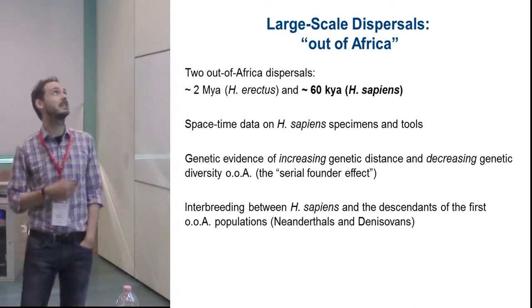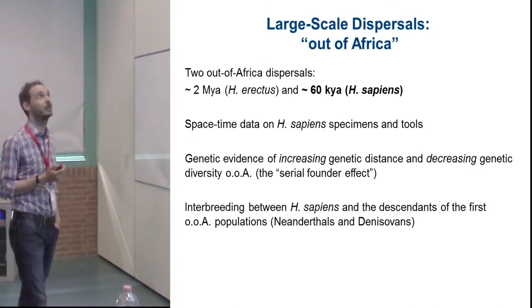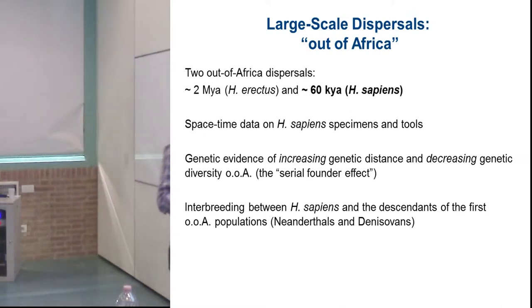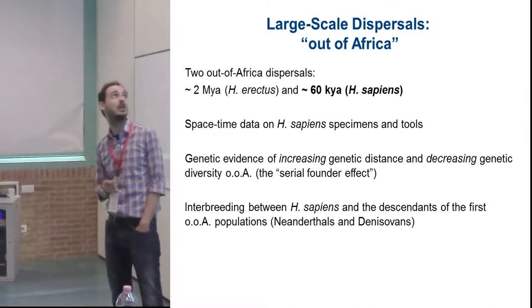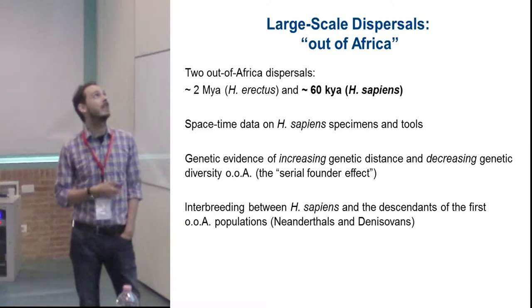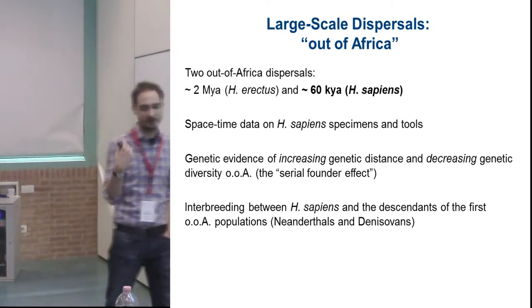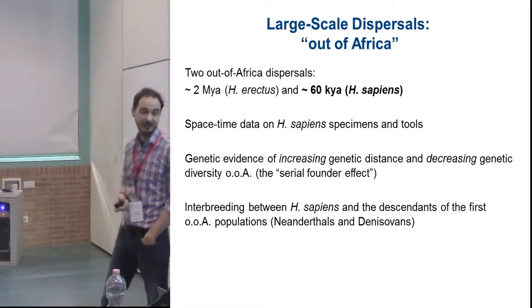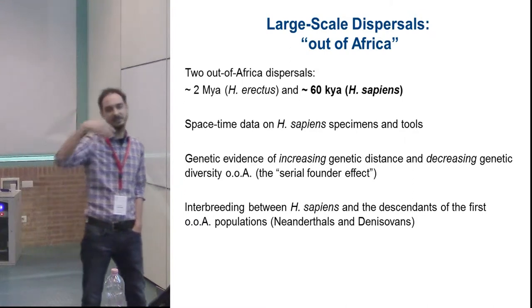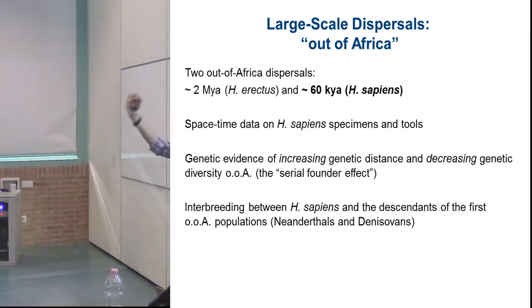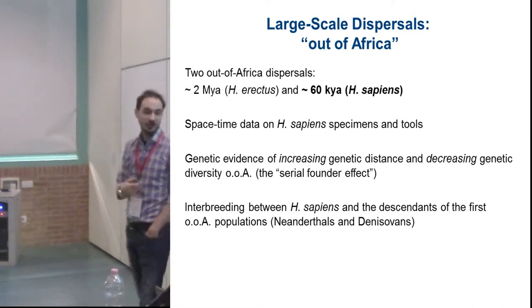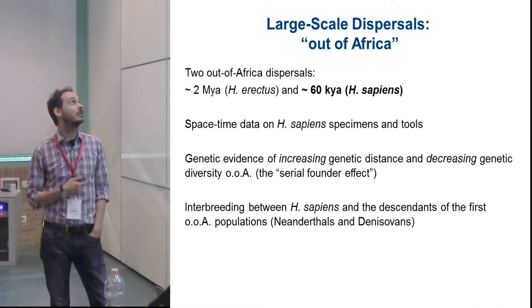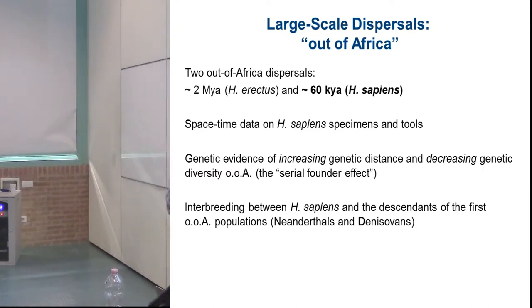And in terms of human dispersals, probably the prototypical case of a large-scale dispersal is the out of Africa. There have been two out of Africa dispersals, one 2 million years ago, Homo erectus, and the recent one 60,000 years ago, Homo sapiens. Evidence for this is in the space-time data on specimens and stone tools of Homo sapiens. There's more and more genetic evidence of increasing genetic distance and decreasing genetic variance along the traveled path out of Africa, which indicates a serial founder effect. And there's also evidence of interbreeding between Homo sapiens and people who remained from the first out of Africa dispersal.